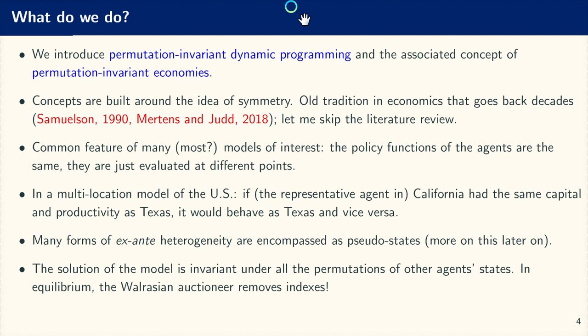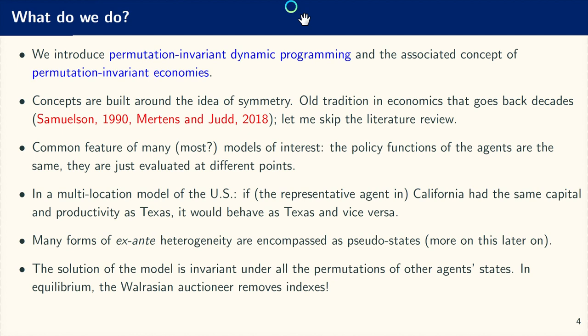What symmetry means is that in a lot of these models, if the representative agent in California had the same capital and productivity as Texas, it would behave as Texas and vice versa. The differences between Texas and California are not that they have 2 different policy functions, it's that the policy functions are evaluated at different points. That means that when we are solving the model, we don't really need to care if the state with high productivity is California or the state with high productivity is Texas. We need to care about how many states have high productivity.